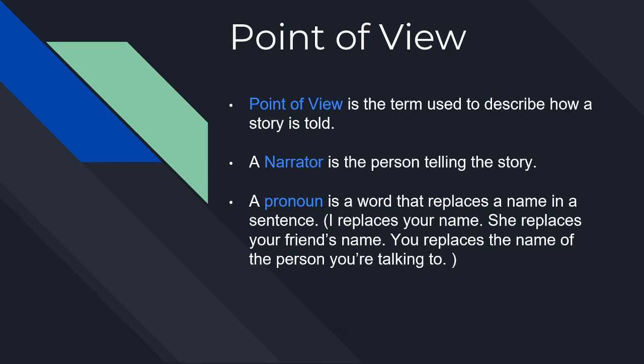Now, the narrator is the term we use to describe the person telling the story. So if I say that it's a first person narrator, that means the person telling the story is the first person in the story. And then a pronoun is something we should all be familiar with, but just in case you're not, it is a word that replaces a name. For example, I would replace your own name if you were talking. She would replace your friend's name if you're talking about them, and you would replace the name of the person that you're talking to.